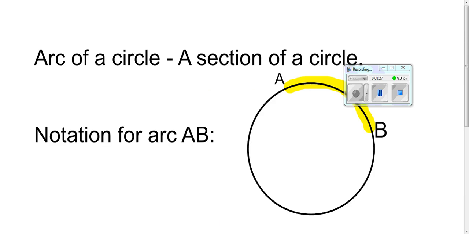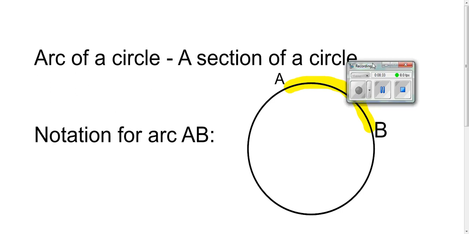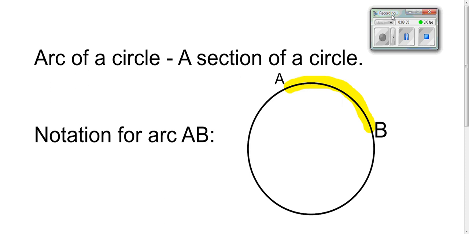Okay, so it's already highlighted for us. Arc of a circle. The arc of a circle is a section of the outside part of the circle, part of that circumference area. Okay, so taking a look up here, we have arc AB highlighted. It's the arc from A to B. And what we're going to learn today is how to find the measure of that.